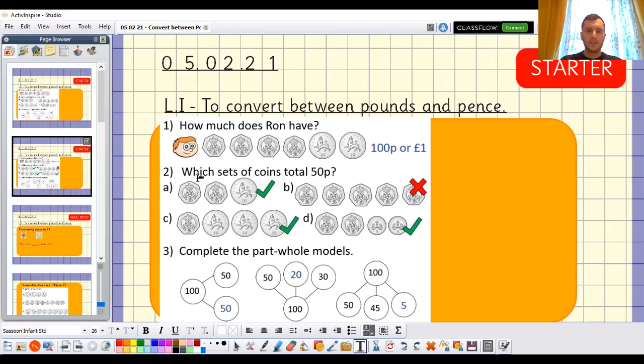So let's look at those answers. Ron has 100 pence or £1 because 20, 40, 60, 80, 100. That's 100 pence or £1.